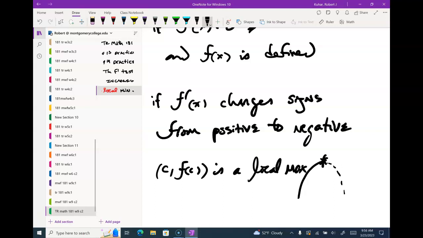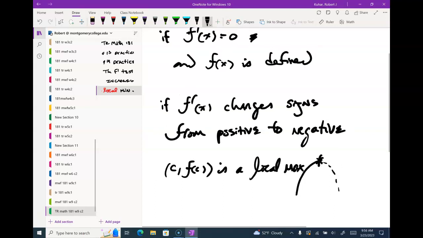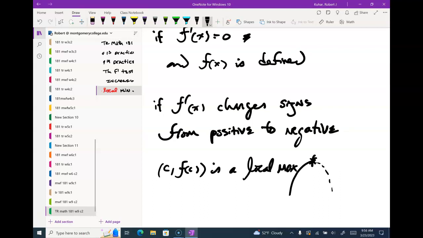Right? Do you see that? You get that idea? I need the point to exist. I need the derivative to change signs. If it changes from positive to negative, right, positive slopes to negative slopes, then I know I'm at the top of a hill. What happens if it changes from negative to positive? Local min.